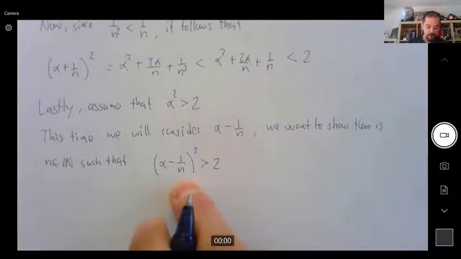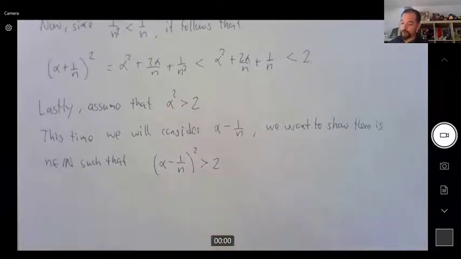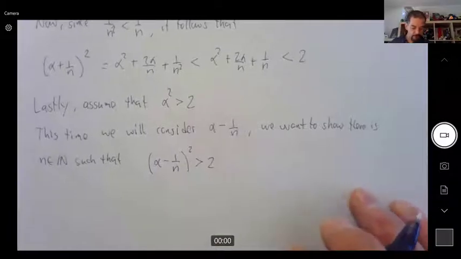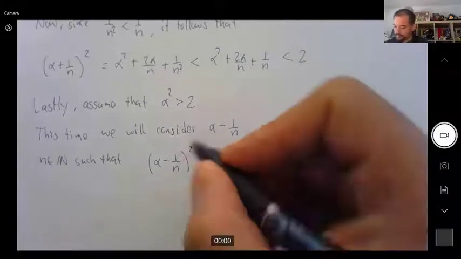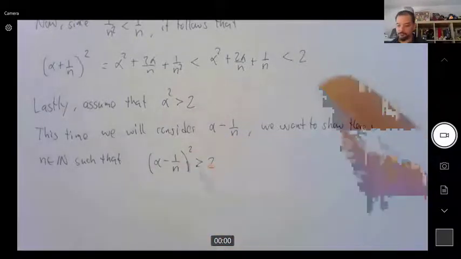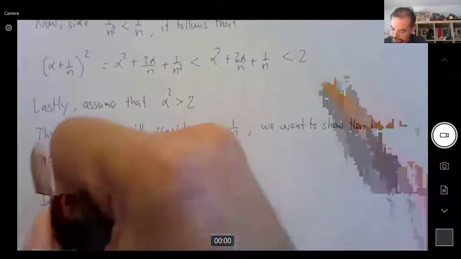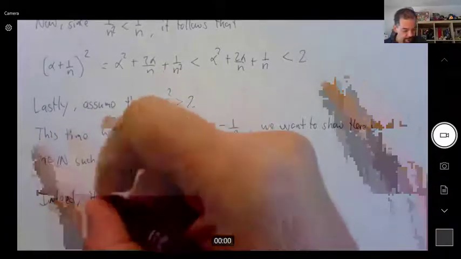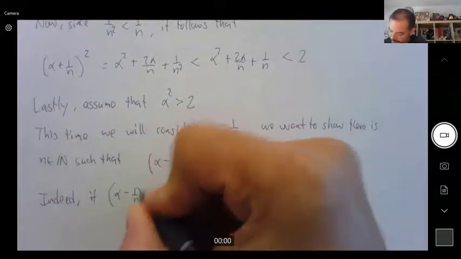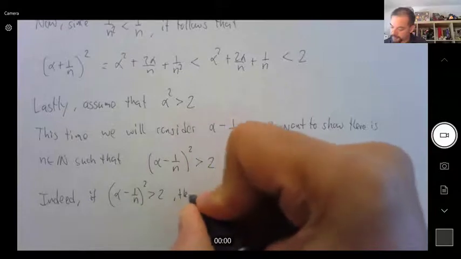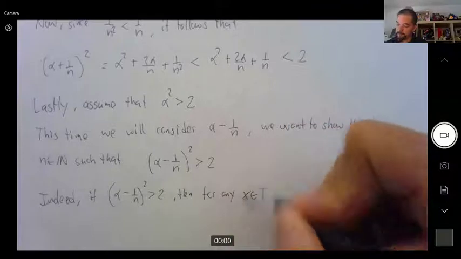Why? I'll explain that part, and then we'll see how we can find this n. Okay, but first I'm going to show you why this would be the end, why we will get a contradiction. Well, because if this happens, then this number would be an upper bound of t. Indeed, if alpha minus 1 over n squared is greater than 2, then for any x in t, what would happen?